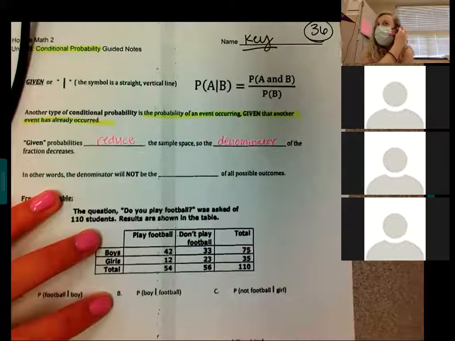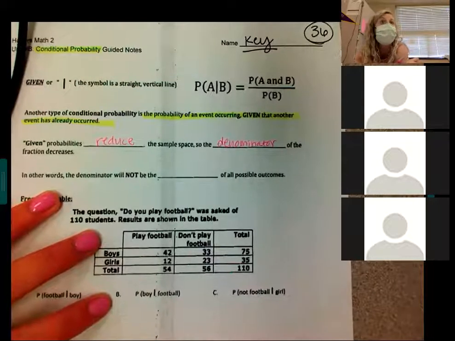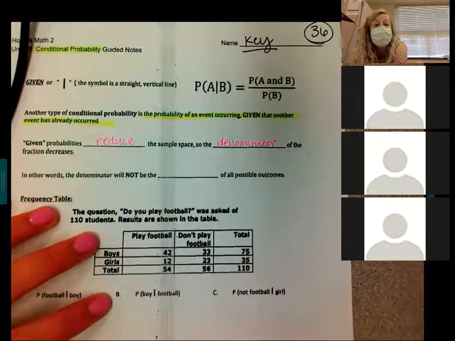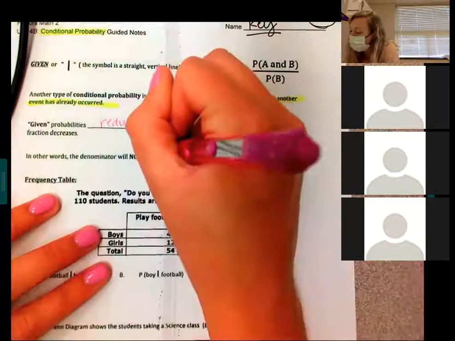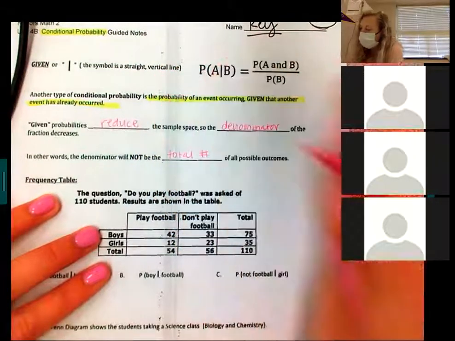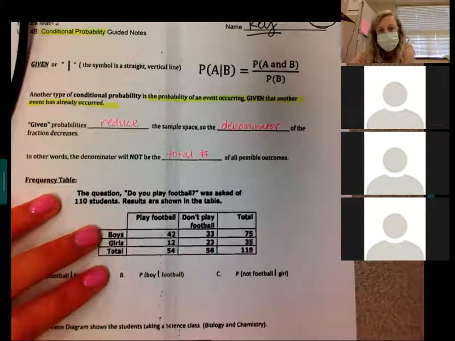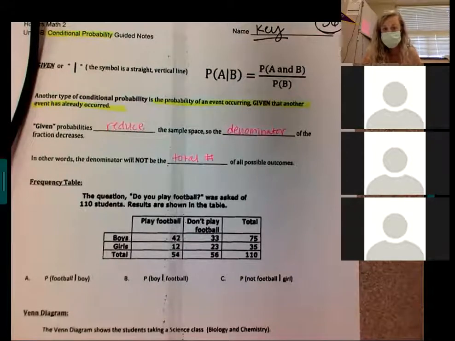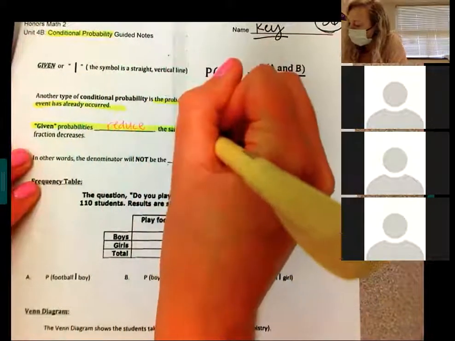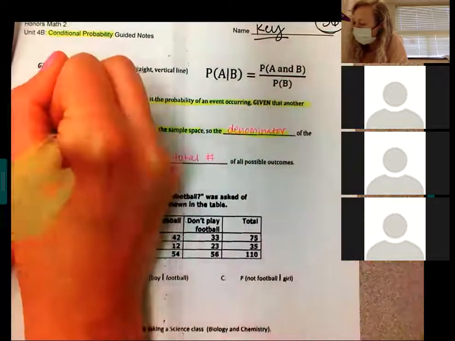That's what's so tricky about conditional probability: you guys are so used to putting everything out of the total. This is where you'll mess up, okay? So given probabilities are going to reduce our sample space, so the denominator is going to decrease. In other words, the denominator will not be the total number of all possible outcomes. If you are writing at home, I would just write this part: given probabilities reduce the sample space, so the denominator decreases.